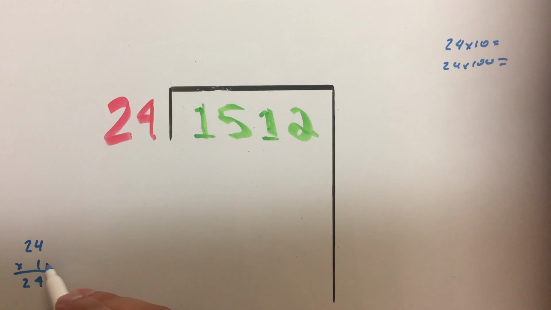However, if you know your patterns of 0, you know that you could add a 0 there. Now that's like 24 times 10. And now you add a 0 to your answer. And now we have 240.